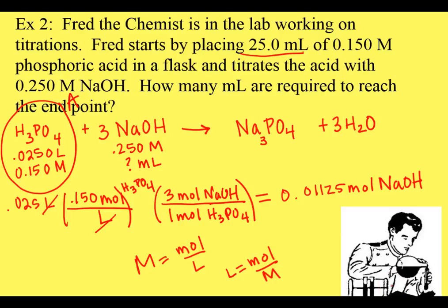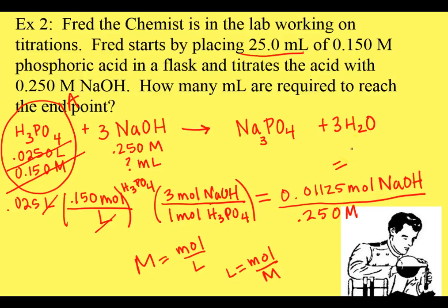Now some students look at the problem and say, I have 2 molarity numbers, which one do I use? We've already used the 0.025 liters and the 0.15 molar. Those numbers have been used already. The other number, the 0.25 molar, is the one I should use. And another way to know that it's the correct number is that it is the molarity of the NaOH, and it's the NaOH that I'm trying to solve for.